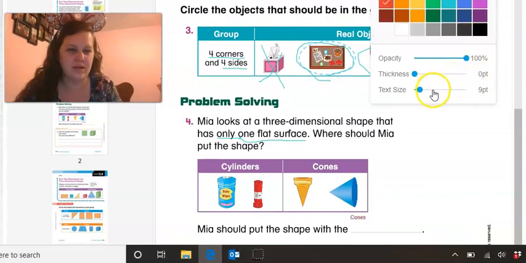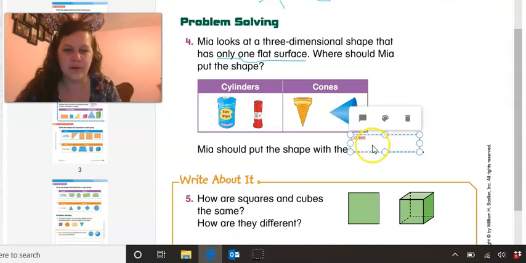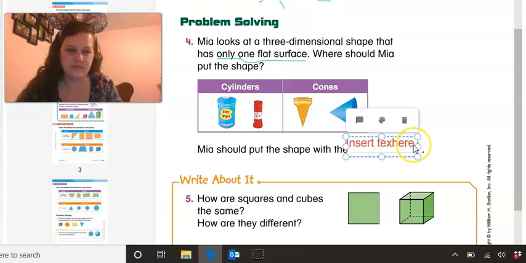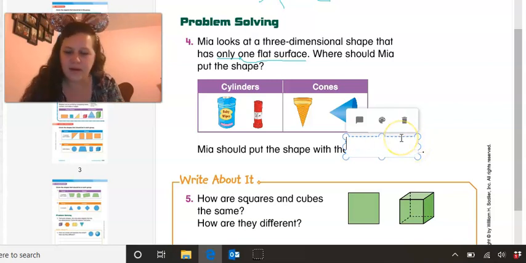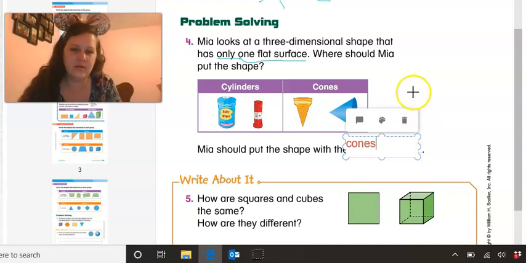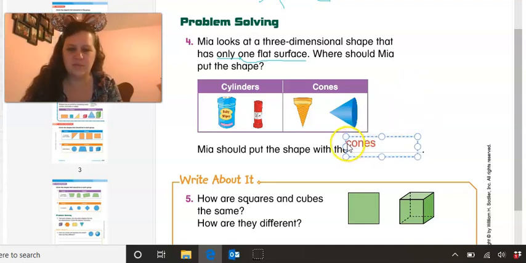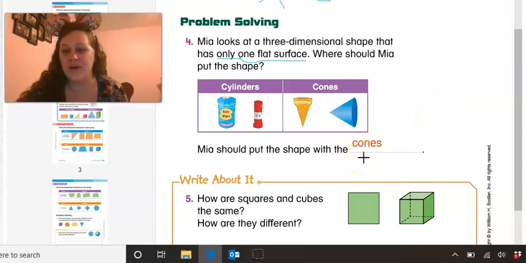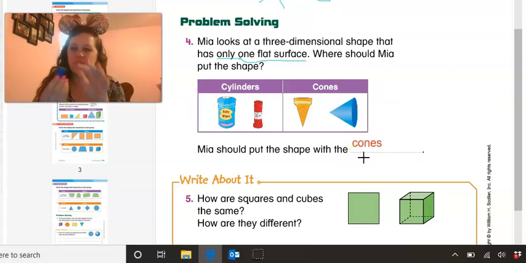Sorry guys, I want you to be able to read my writing. Technical difficulties. She would put the shape with the cones because cones have only one flat surface. Cylinders have 2 flat surfaces.